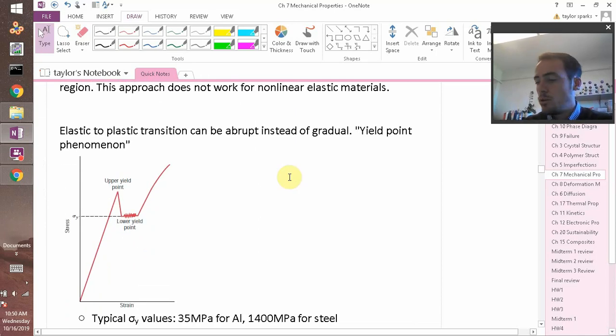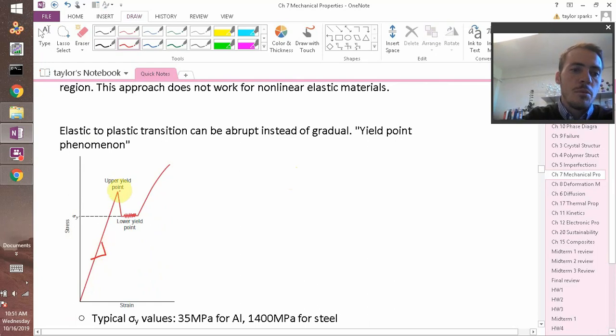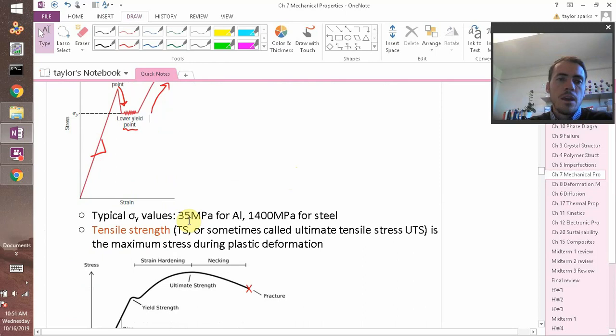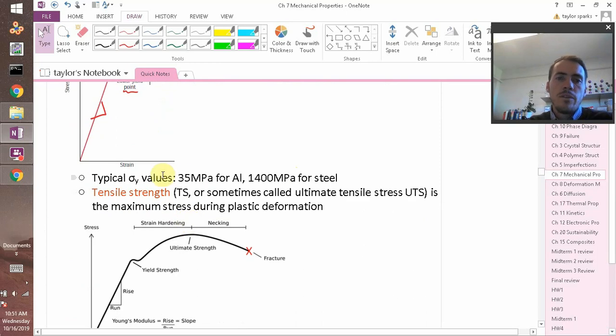Sometimes it's nice and gradual, and sometimes you get really strange things, right? It's nice and linear for this material, but then it drops suddenly, and it does some weird stuff, and then it starts climbing again, right? We call this yield point phenomenon, and it's fairly common. So what are some values you can expect? Typical values can be like 35 megapascals for aluminum, all the way up to 1.5 gigapascals for steel, right? So steel might not start to yield until a really high strength compared to something like aluminum, okay?